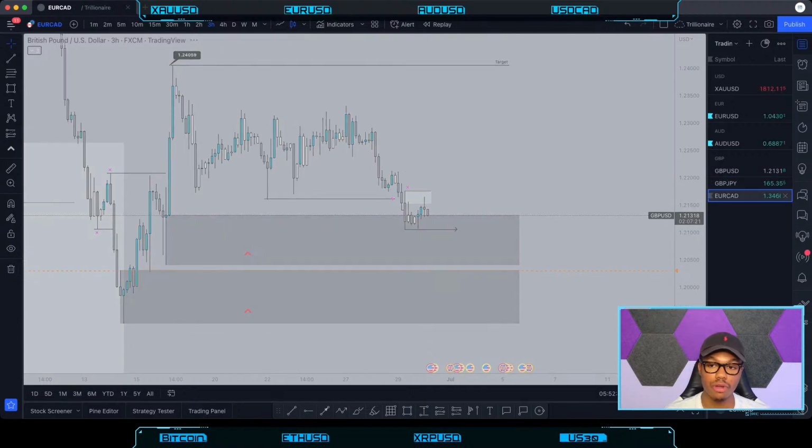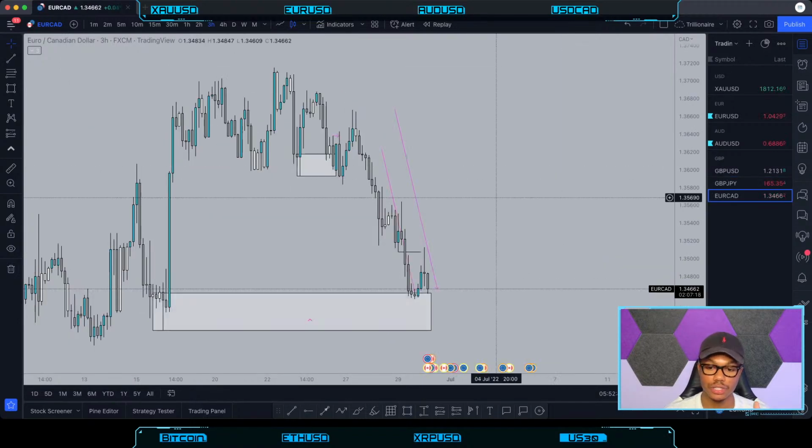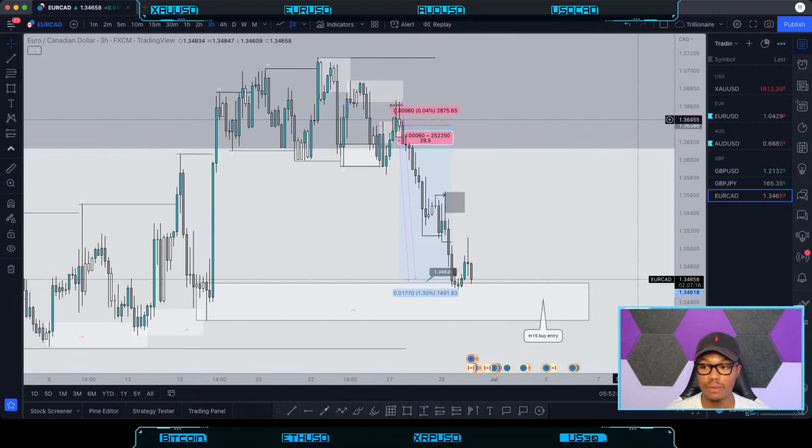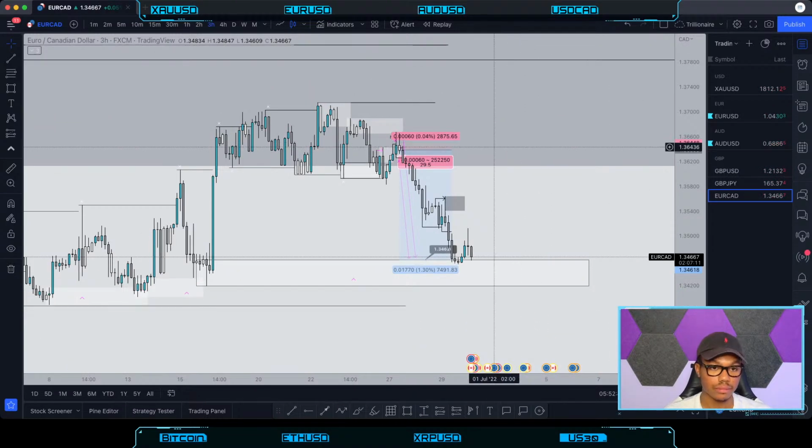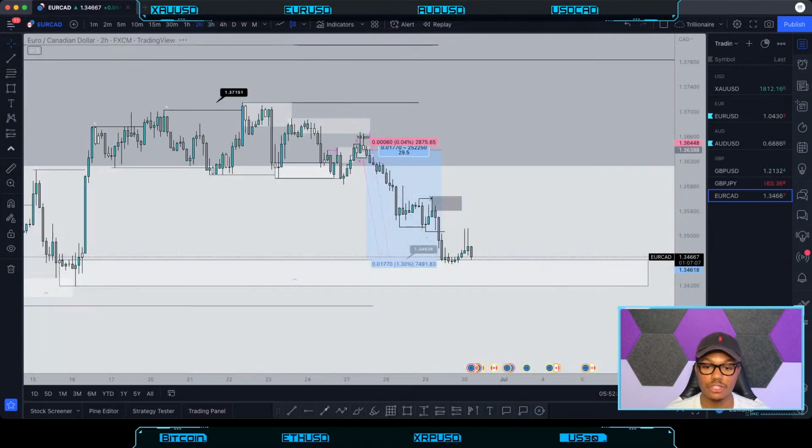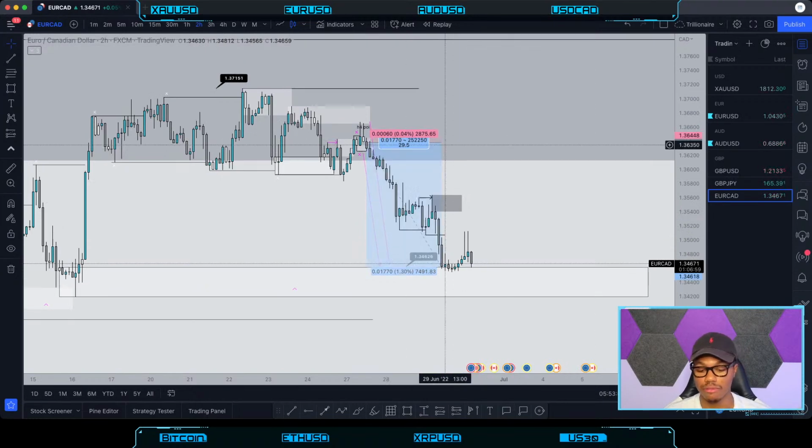Now let's go over Euro CAD really quickly just to show you guys that we hit our target. Here is Euro CAD. This was a 29.5 R trade. If you did not close any of your position along the way, then you were able to produce 29.5% on this asset. Pretty solid, not bad at all, to be honest with you guys.